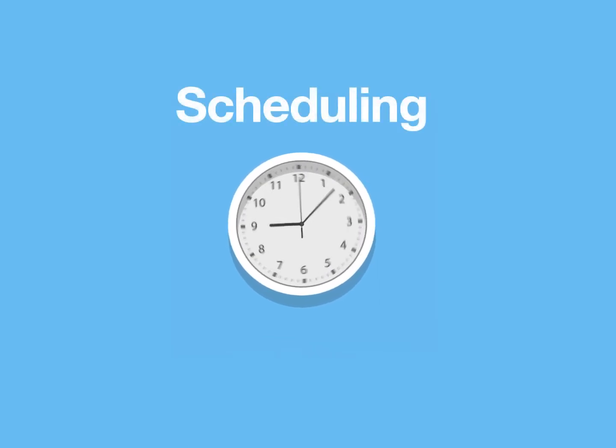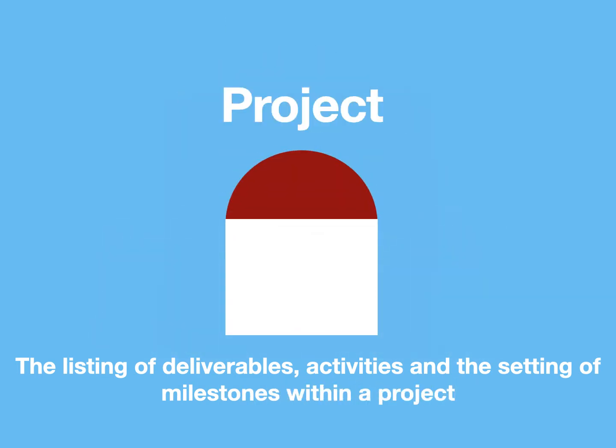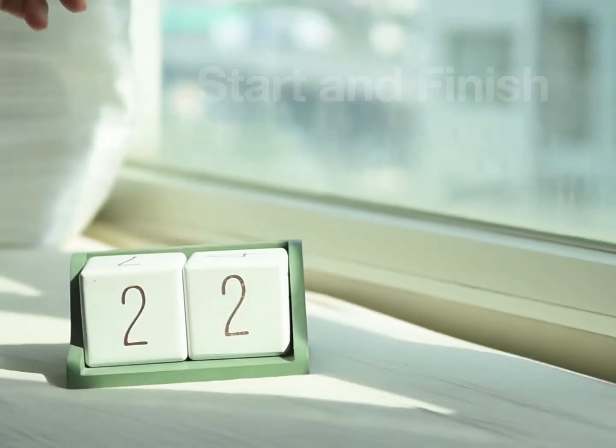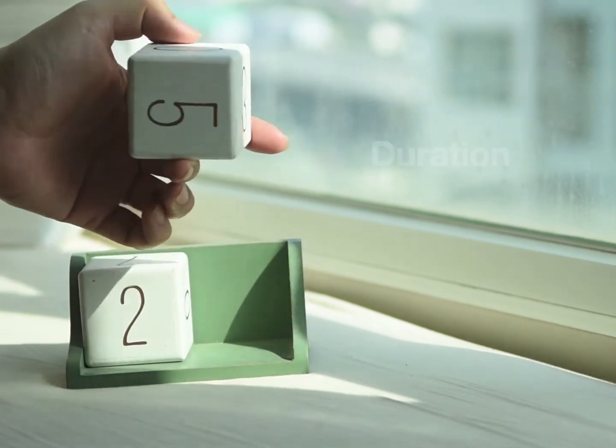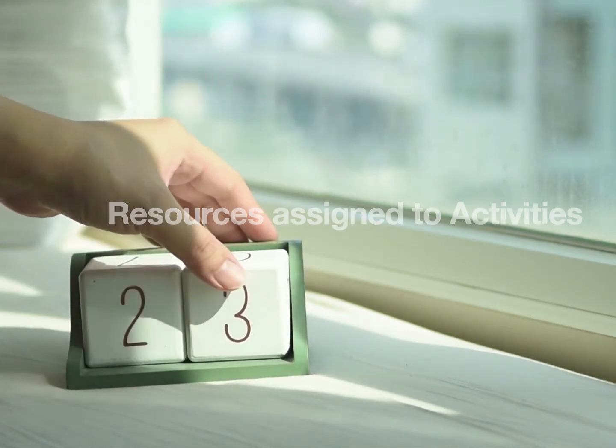What is scheduling? The listing of deliverables, activities, and the setting of milestones within a project. It must have a start and finish date, duration, and resources assigned to its activities.